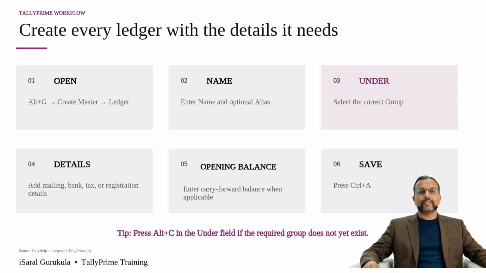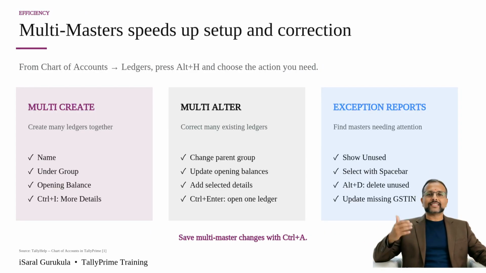One helpful tip, if the required group doesn't exist when you're creating the ledger, press Alt+C in the under field and TallyPrime will let you create the group on the fly. Here's a feature that saves hours: multi-masters. From the chart of accounts, ledgers, press Alt+H and you'll see several options. Multi-create lets you build multiple ledgers on a single screen.